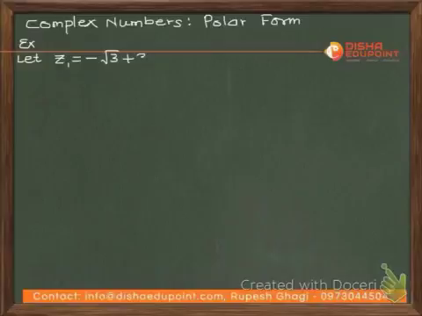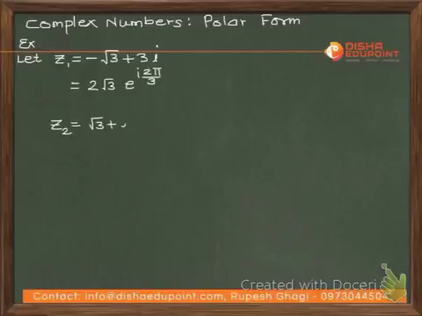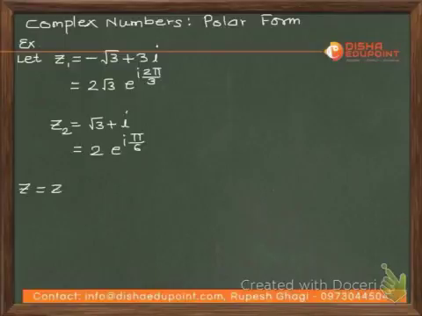So let's try to solve this example. Z1 is equal to minus root 3 plus 3i. This number could be written in the polar form as 2 root 3 e to the power i 2 pi by 3. I think you can solve this problem yourself and check whether this is correct or not. Then let's take Z2 is equal to root 3 plus i. This number in the polar form could be written as 2 into e to the power i pi by 6. So what will be the multiplication?